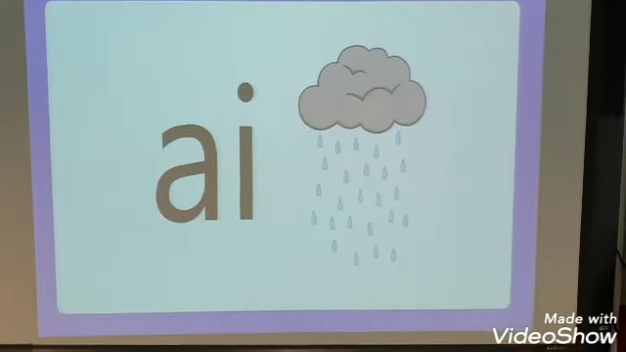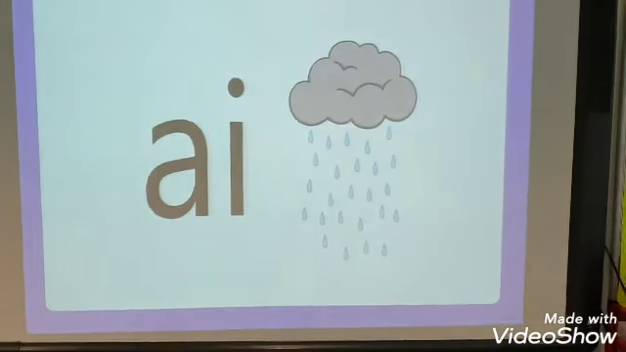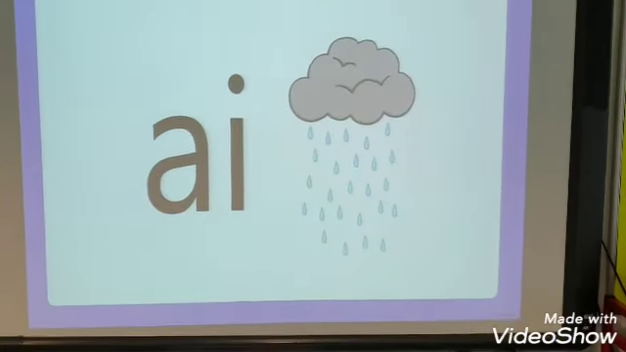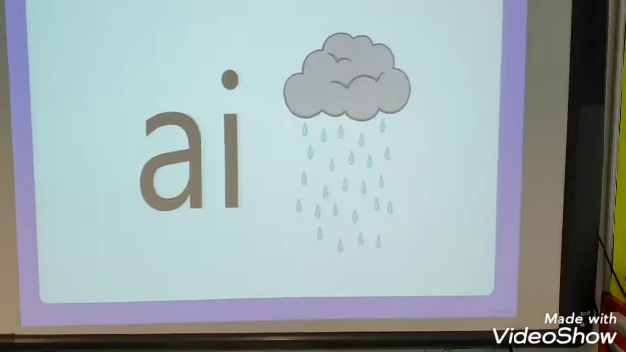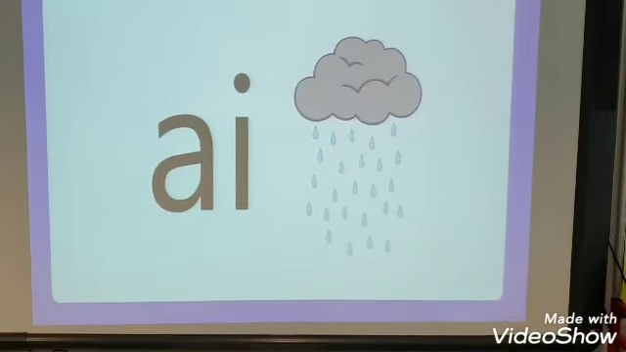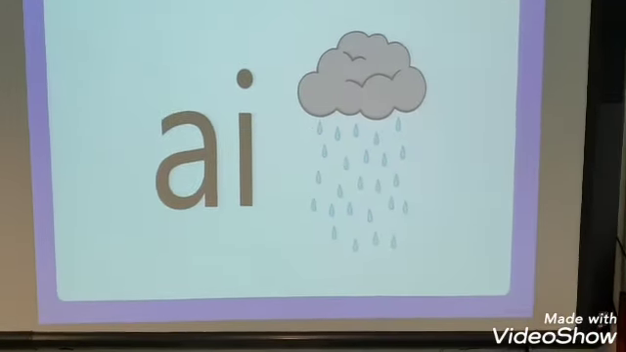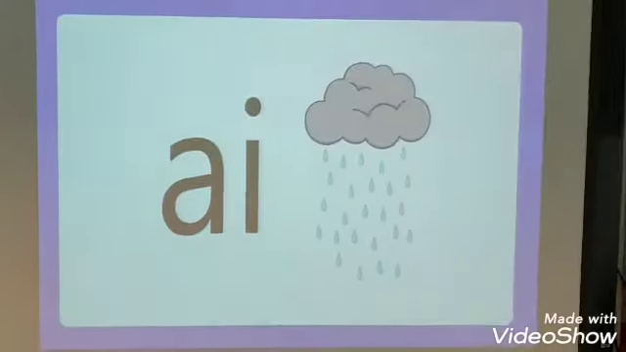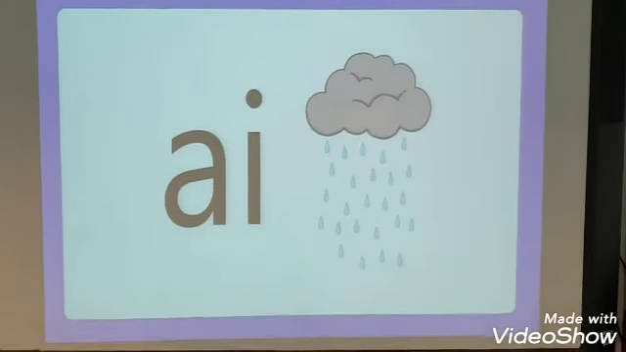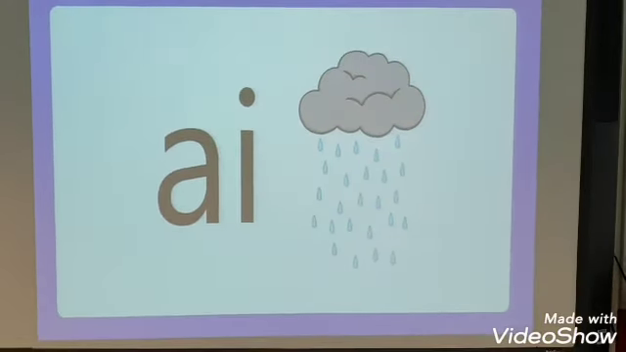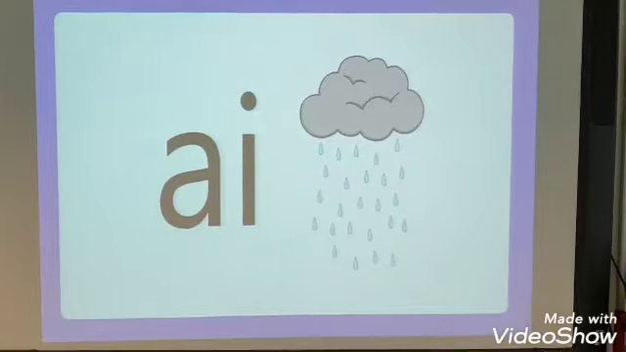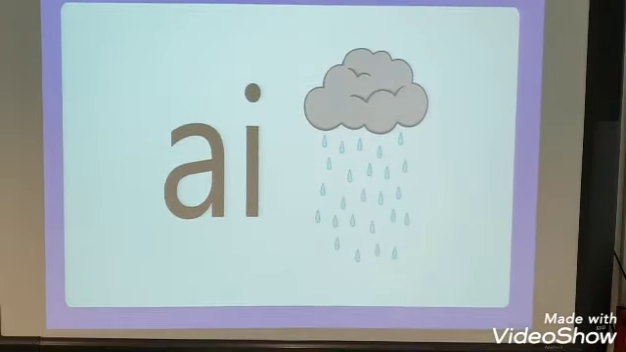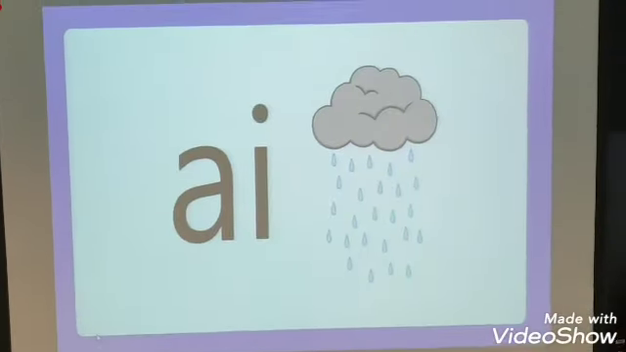Right, this is our last digraph of the day, and the digraph is A. And over next to it, you can see a rain cloud, because rain has the A sound in it too. So if you would like to write the word rain, you can, as a little extra. Now, we are going to do some other words now. The first word I would like you to write is the word snail.